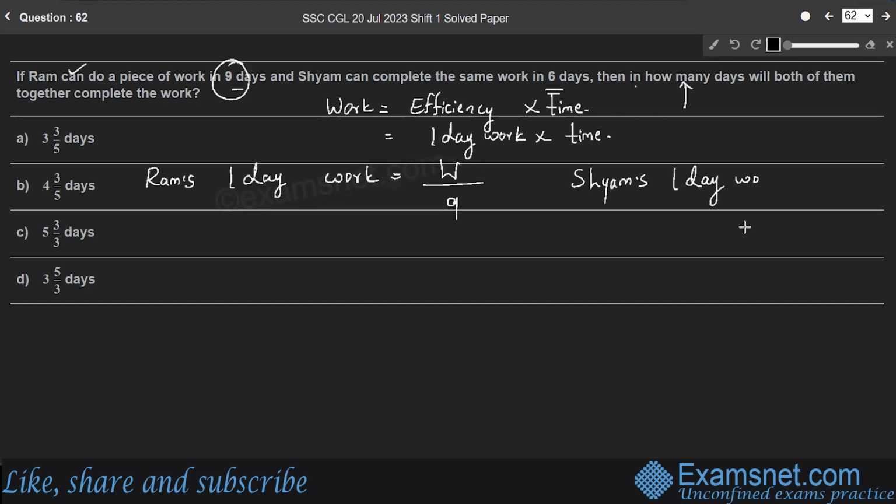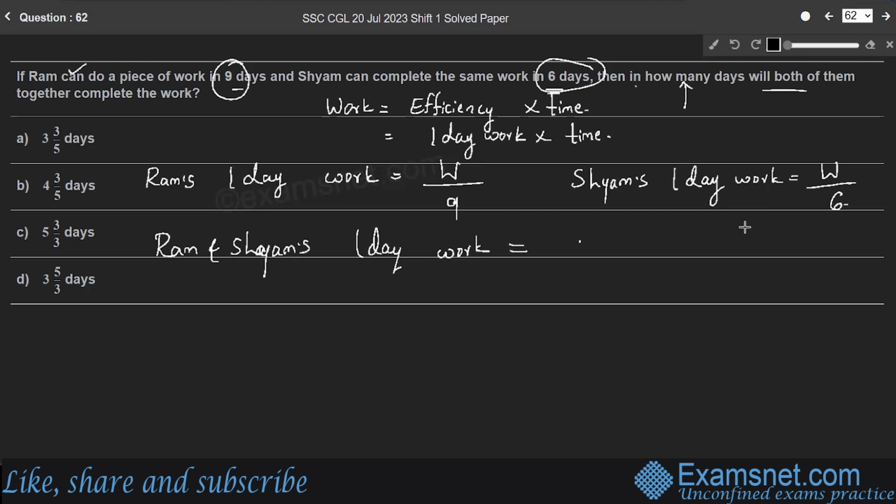Shyam takes 6 days to complete the same work. Therefore, his 1 day work is W by 6. So in how many days will both of them together complete the work? If they start working together, Ram's 1 day work plus Shyam's 1 day work will give their 1 day work.